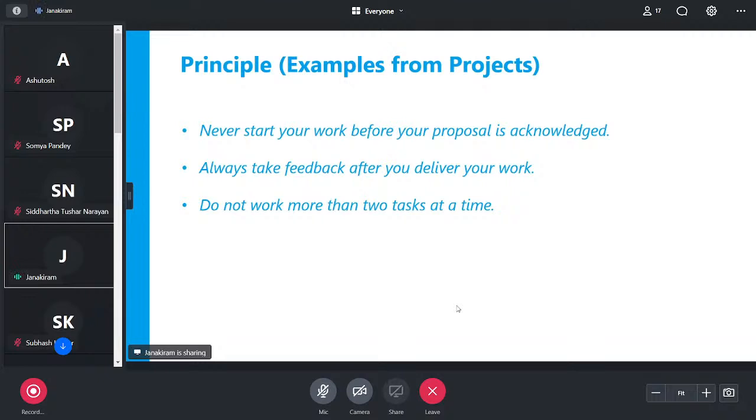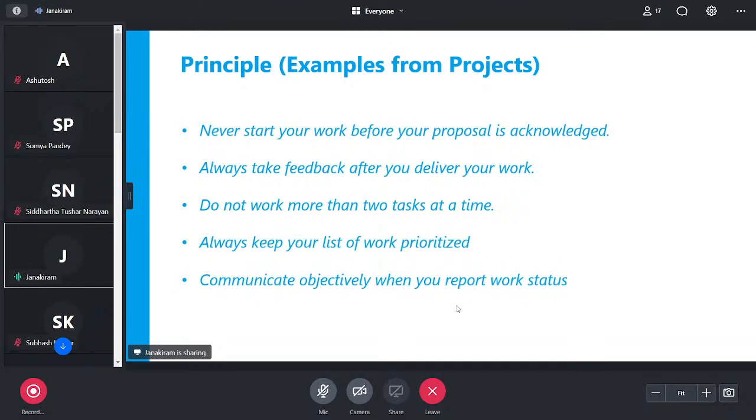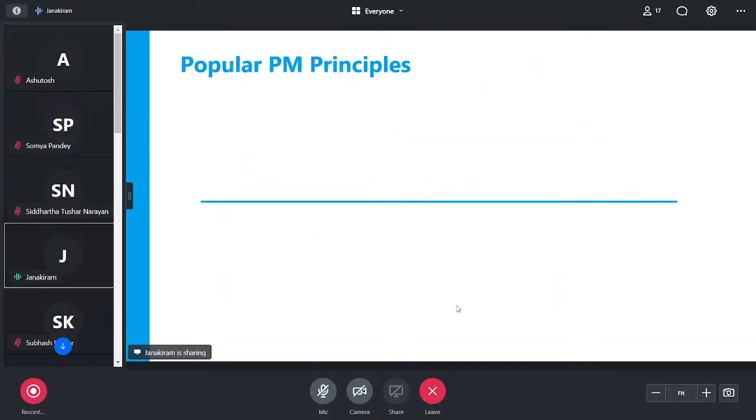And some of the modern frameworks do consider this, right? Agile frameworks like Kanban have something called a work in progress limit, which limits the amount of work that can be parallelized in a team. Always keep your list of work prioritized. This applies to modern frameworks as well. Right? Communicate objectively when you report work status. So these are some examples from our projects. Right? So we saw what is a principle and some examples in real life.